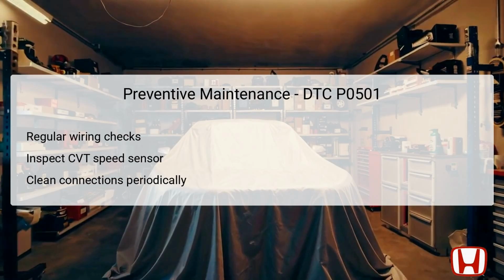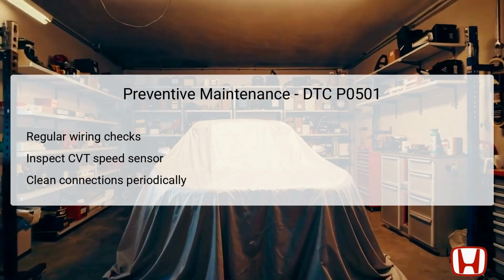To prevent future occurrences of DTC P0501, engaging in routine maintenance is crucial. Regularly inspecting the wiring associated with the CVT speed sensor is important, as damaged or corroded wires can lead to intermittent issues that may trigger the DTC again.